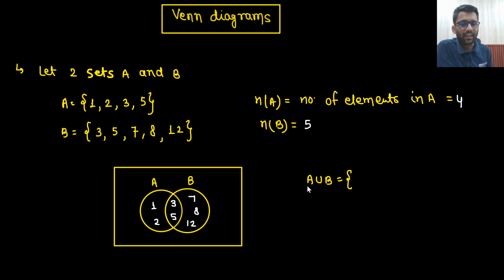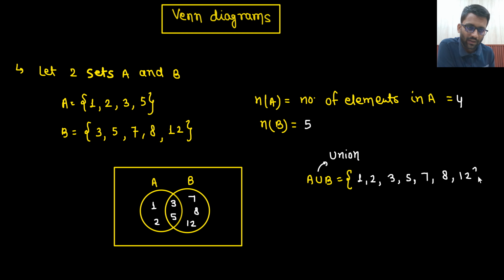And if I do A union B, that means all the numbers which are coming here, this term is known as union. What is this? Union. A union B, so all the numbers 1, 2, 3, 5, 7, 8, 12. And if I say A intersection B, what does that mean? I will only take the common one, that is 3 and 5.